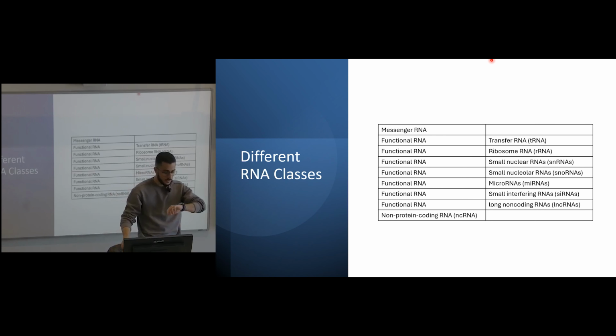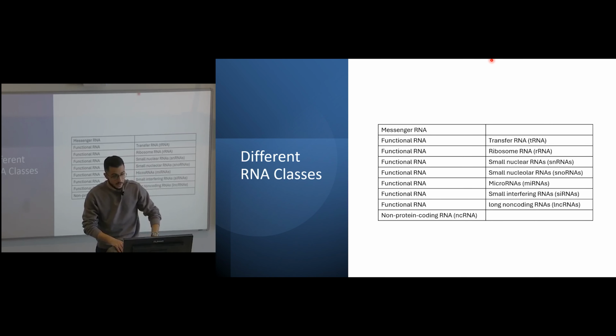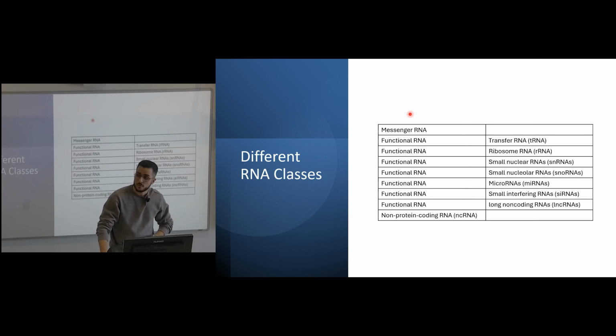Now for RNA, there's different classes that exist. One of the ones that you are most aware of is the messenger RNA, and this is part of the central dogma, which converts DNA to RNA to protein. And so messenger RNA is used by the ribosome to make the protein.